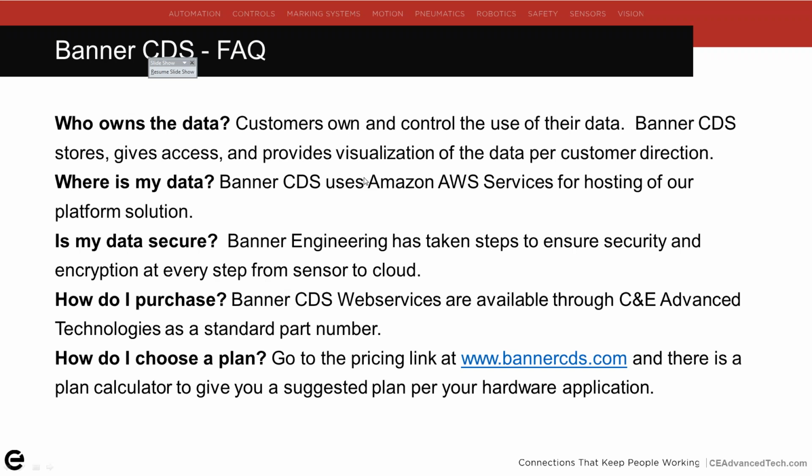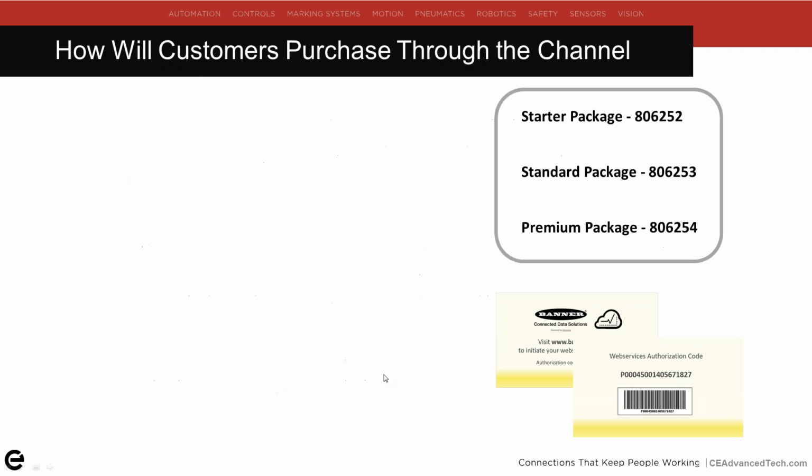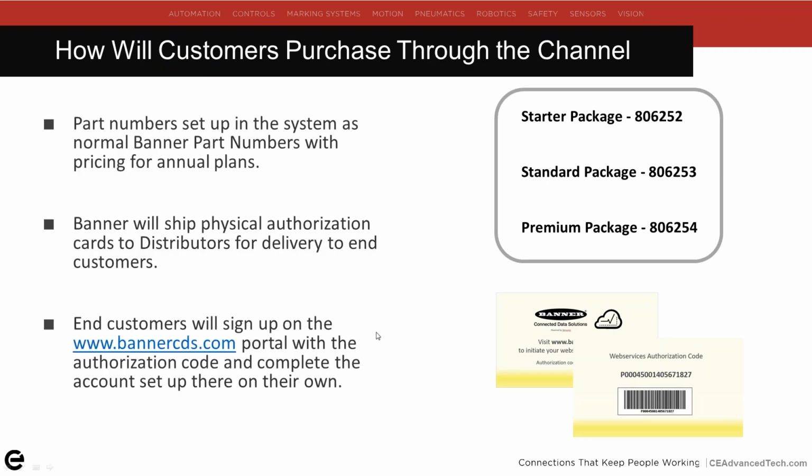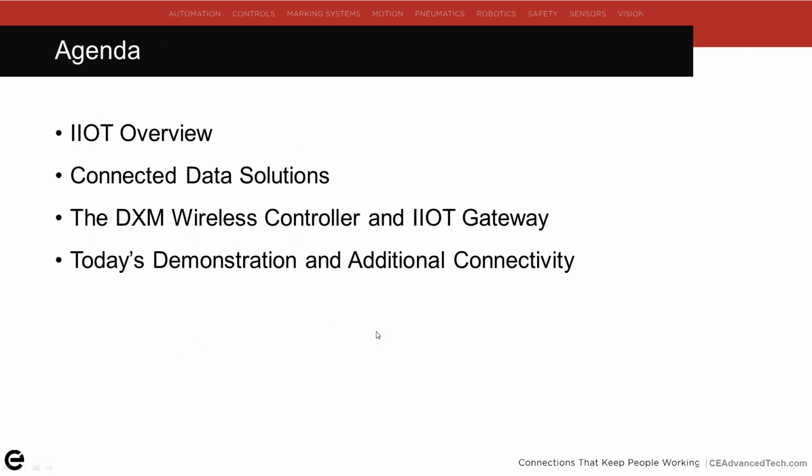You can get to this Banner. If you have an interest in Banner CDS web services, contact us, C&E. We can provide the part numbers, but also look through the application with you and look at the hardware you're going to need. Lots of solutions we can incorporate. And then, of course, there's the Banner CDS site. So these are some of the part numbers.